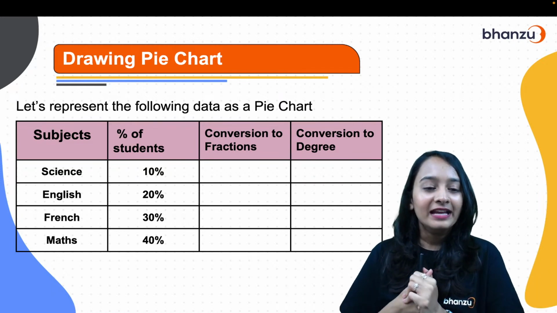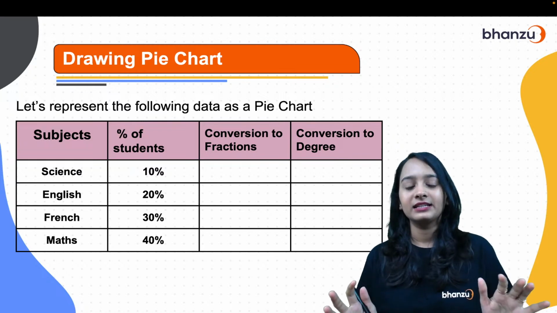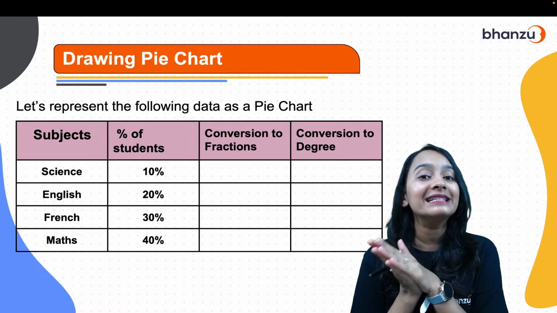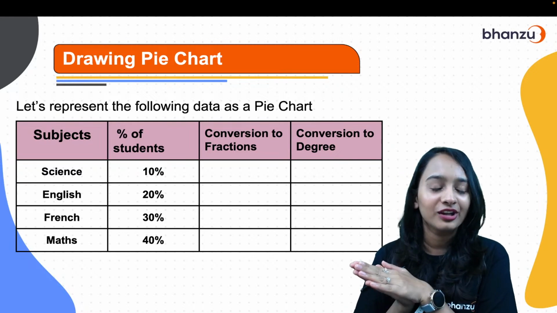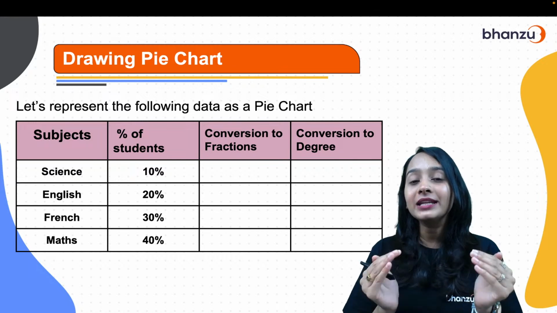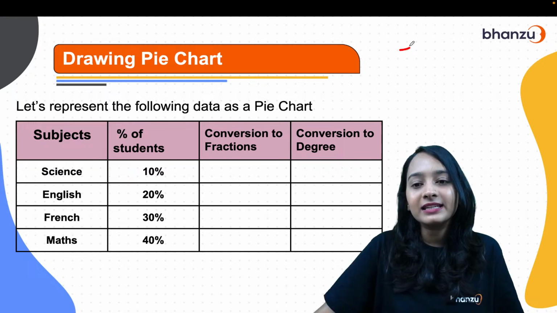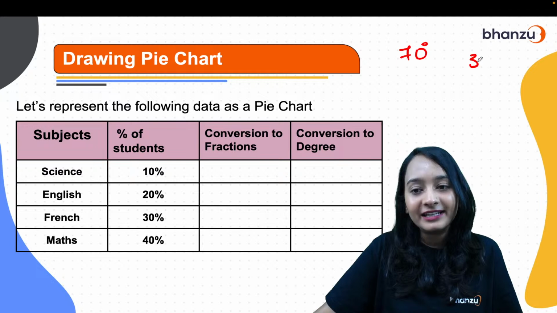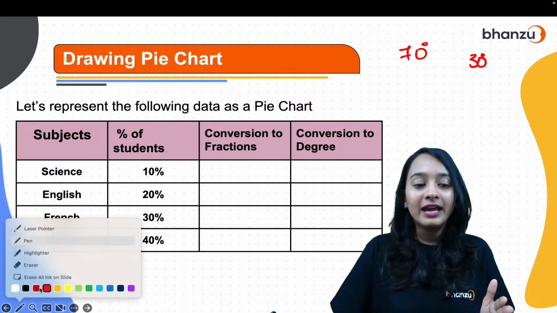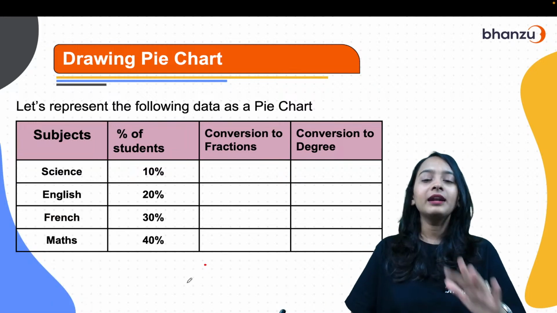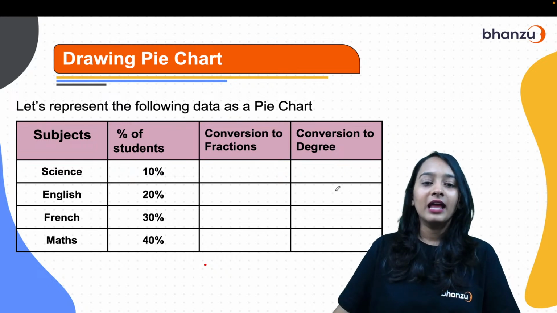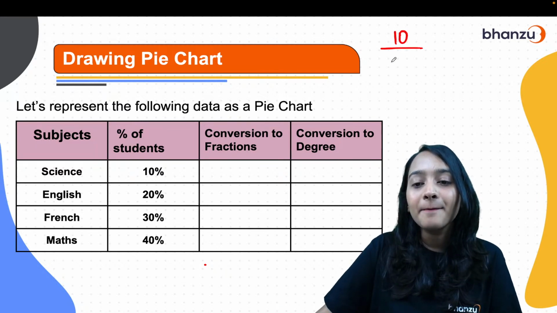Alright, chalo. Now, it is given in percentage. How are we supposed to put this data inside a circle is the question. Whenever you have data like this, which is not given in degrees, like it's not saying 70 degrees, 30 degrees, it says 10%, 20%, the first thing that you have to do is convert them into degrees. But how do we do that? For that, we need fractions. Now, 10% is nothing but 10 by 100.